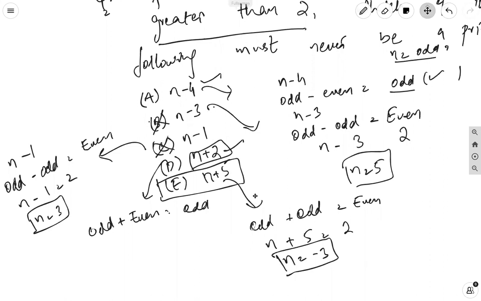If we subtract 1 from an even... odd number, then it must always be even. Odd minus odd is always even.